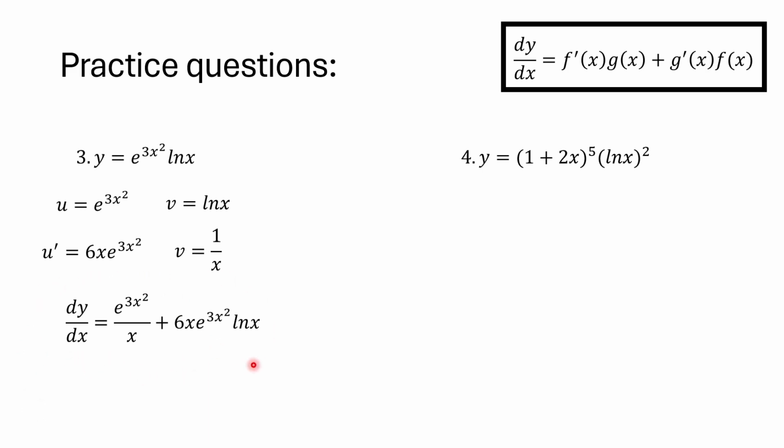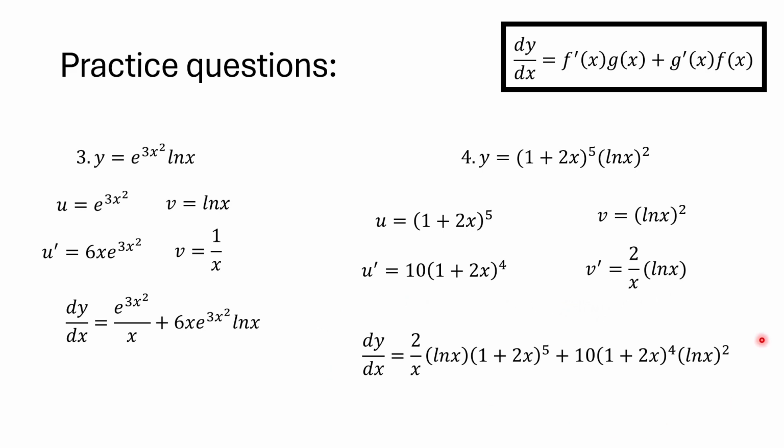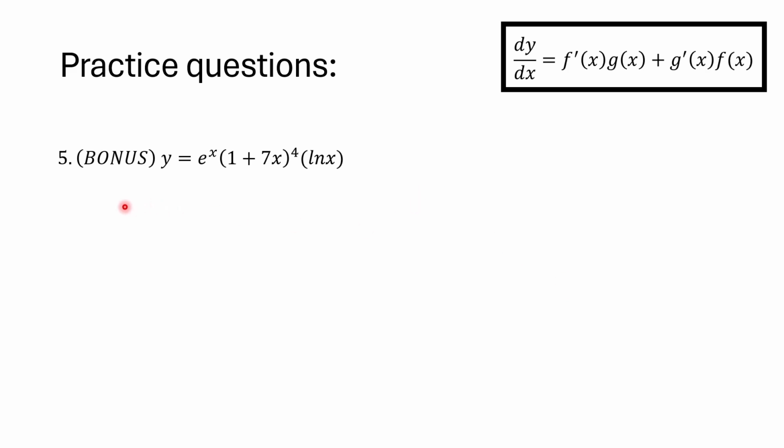Done. Question 4. We can then say u is equal to (1 plus 2x) to the 5. v is equal to the natural log of x squared. u' is equal to 10(1 plus 2x) to the 4. And then v' is just 2 over x, natural log of x, using the chain rule. And then if you just apply the formula, you get this. And I didn't leave it in factored form, but you can factorize out natural log of x and (1 plus 2x) to the 4 if you wish. That's an option.